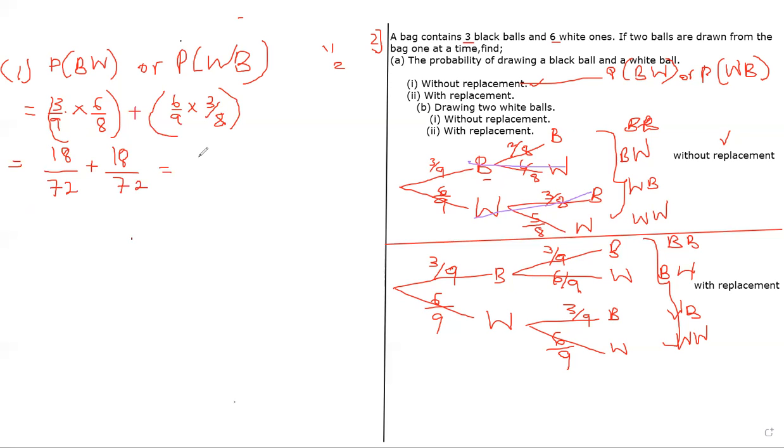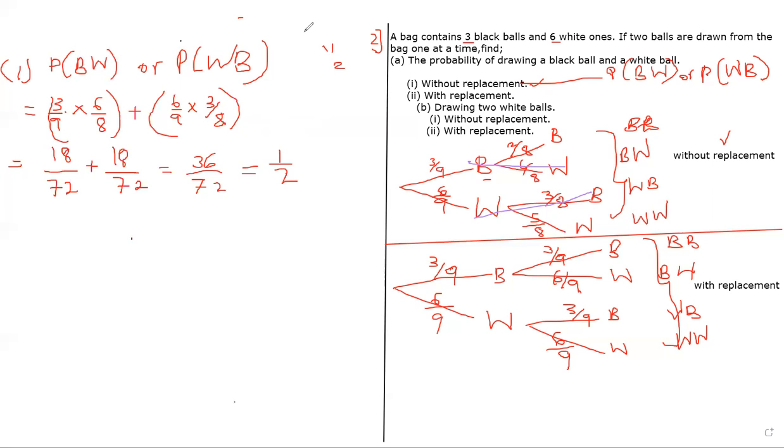That is equal to 36/72. You don't add the denominator. You only add the numerator when we have a common denominator. That becomes half. Nancy, are we together? Yeah. Good. So this case, we say without replacement.